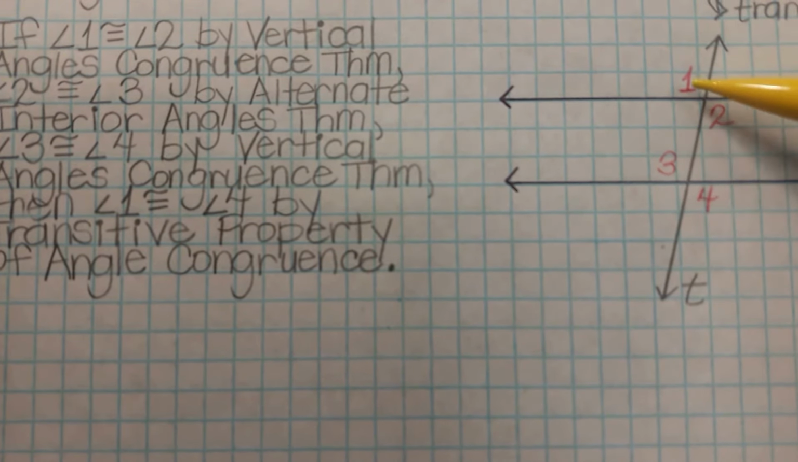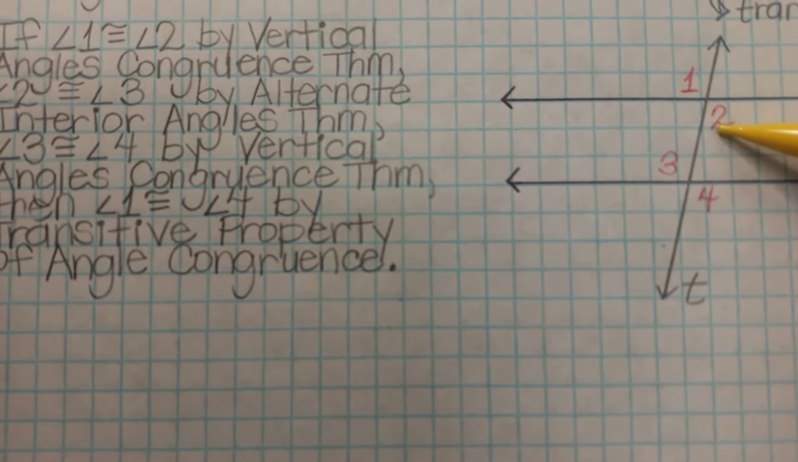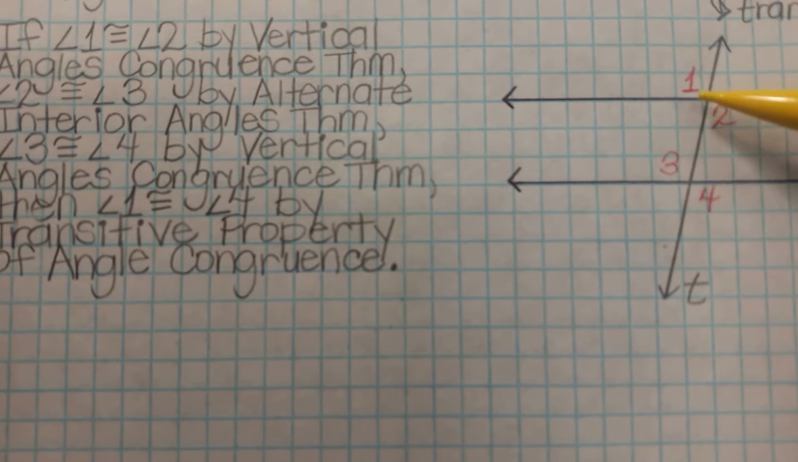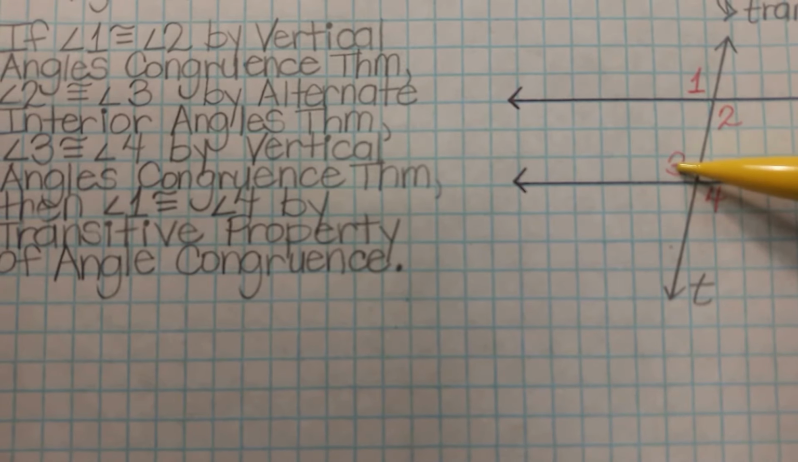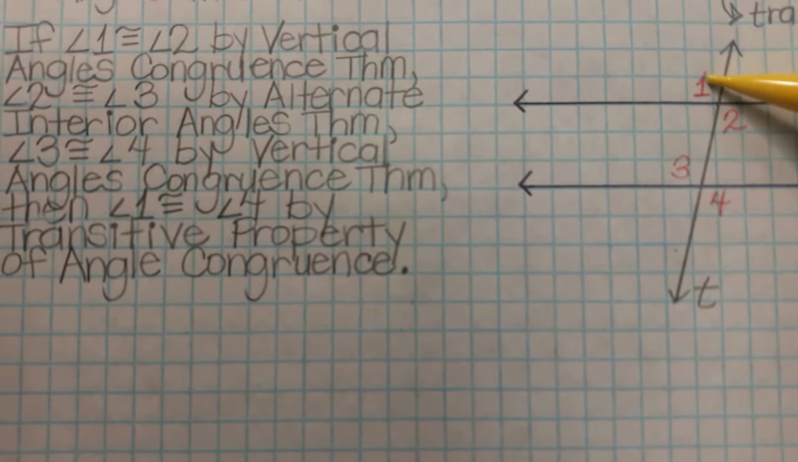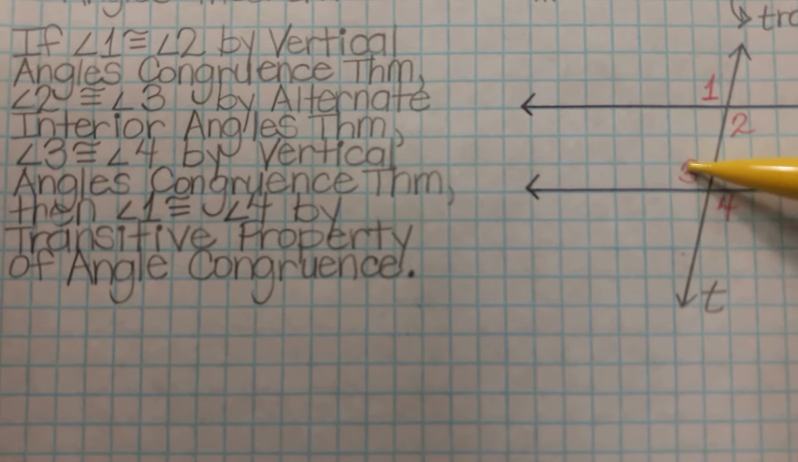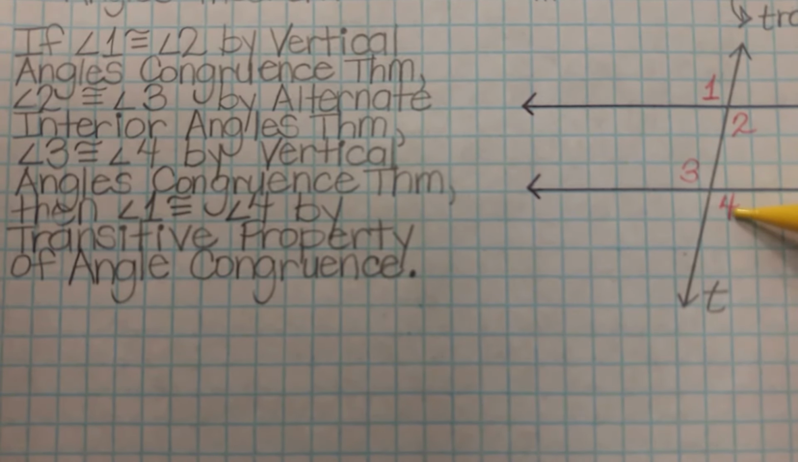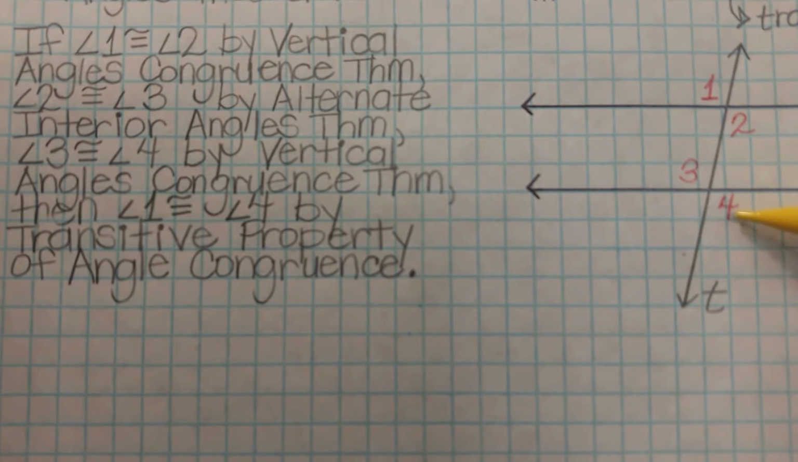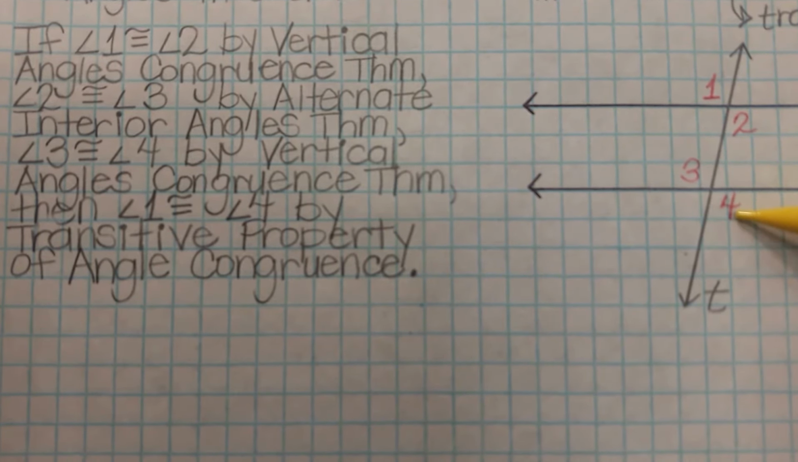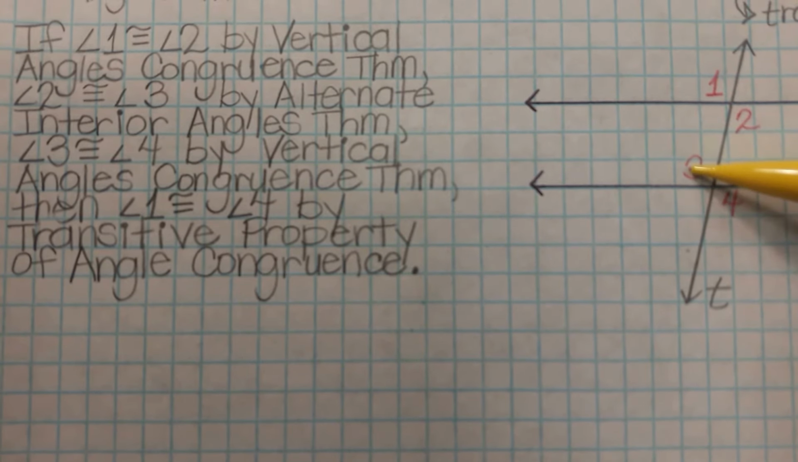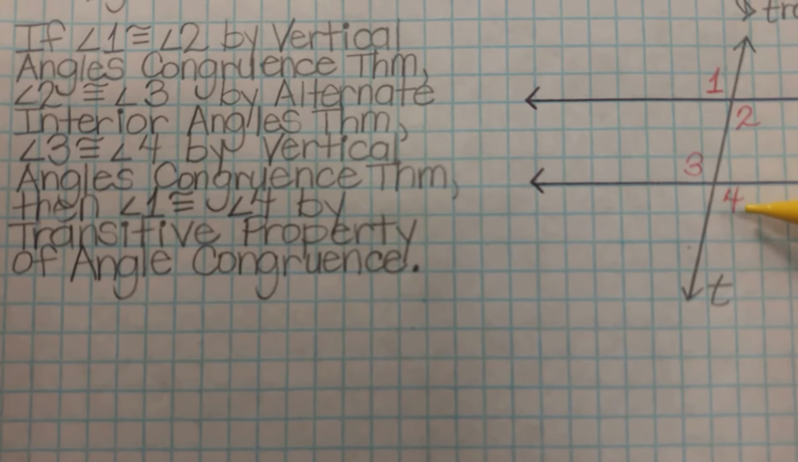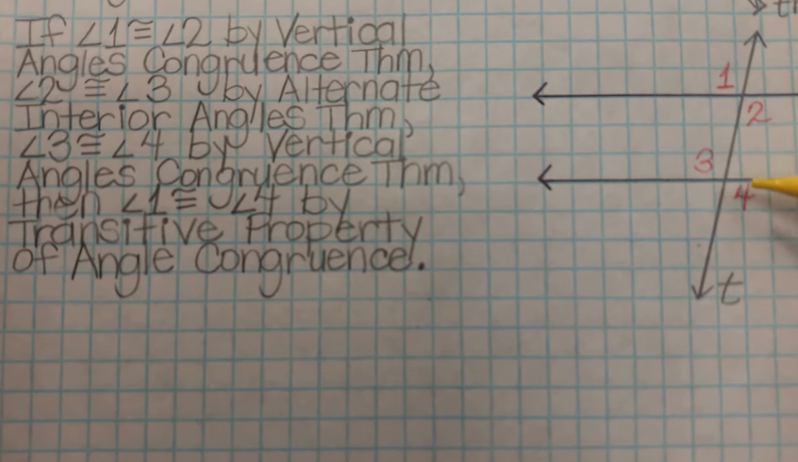So let's go over that again. If angle 1 is congruent to angle 2, and angle 2 is congruent to angle 3, then angle 1 is congruent to angle 3 by transitive property. If 1 and 3 are congruent, then angle 3 is also congruent to angle 4. So if angle 3 and angle 4 are congruent, then I know 1 and 4 are congruent. I can apply transitive property again: if angle 1 is congruent to angle 3, and angle 3 is congruent to angle 4, then angle 1 is congruent to angle 4.